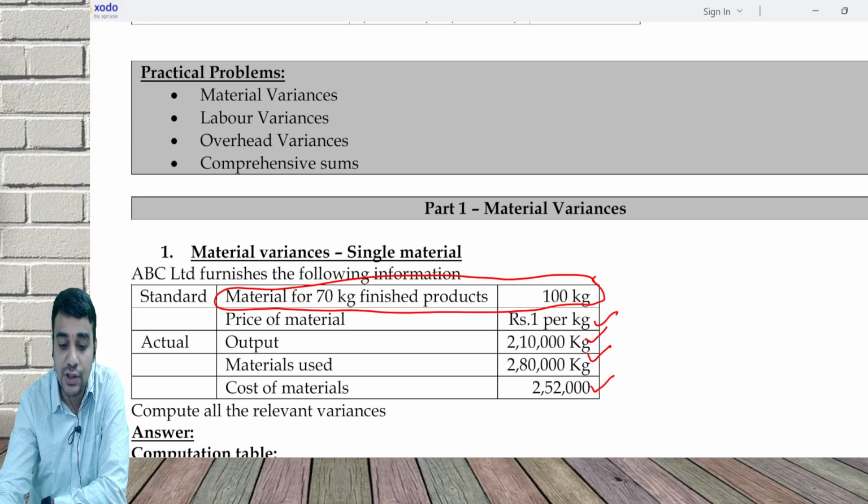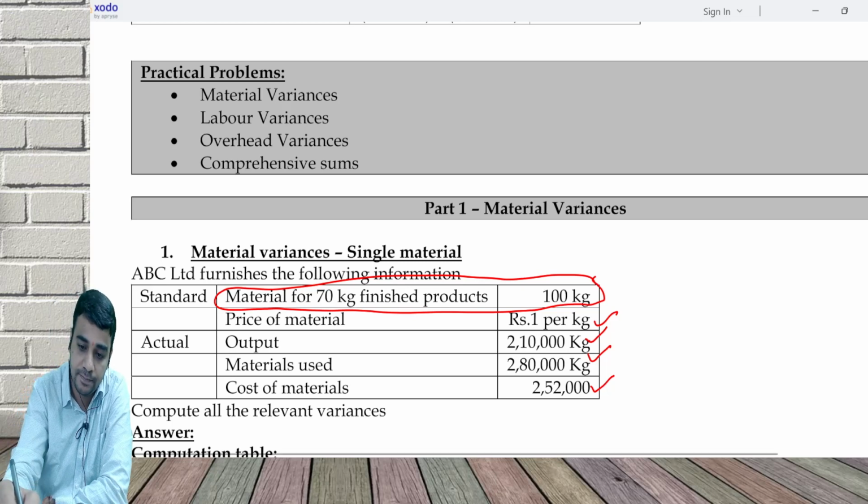Just because we are using 2,10,000 kg or 2,80,000 kg does not mean it is a multiple material. Multiple material means they have to give material A, material B, or material X, material Y, something like that has to be there. This is a single material problem.